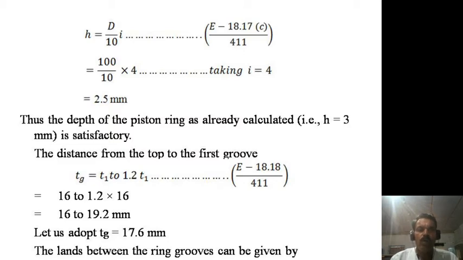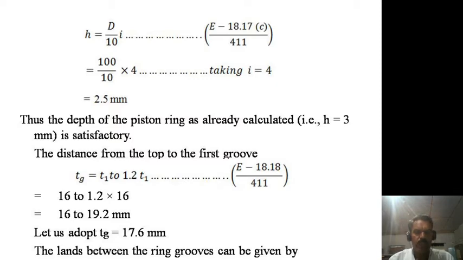First we calculated h value, that is 3 point something, but here h is equal to 2.5, so the higher value is going to be considered. Therefore h is equal to 3 mm, this is a satisfactory value. Now the distance from the top of the piston to the first groove of the piston ring, Tg, is equal to T1 to 1.2 times T1. Therefore 16 to 1.2 into 16, that is 16 to 19.2 mm. Now let us adopt Tg is equal to 17.6.